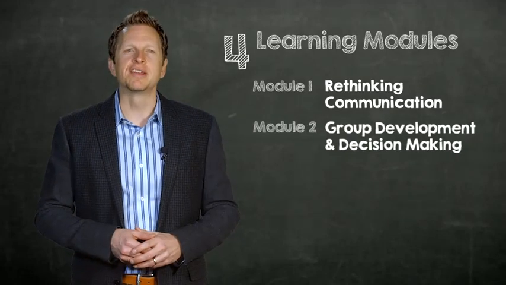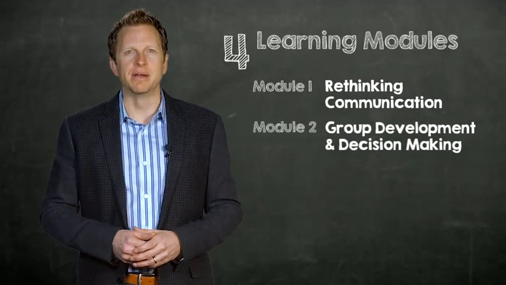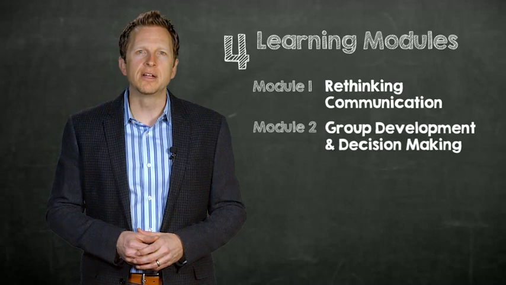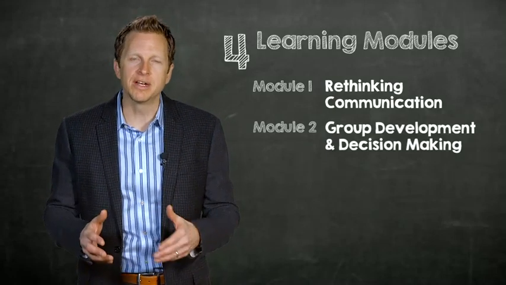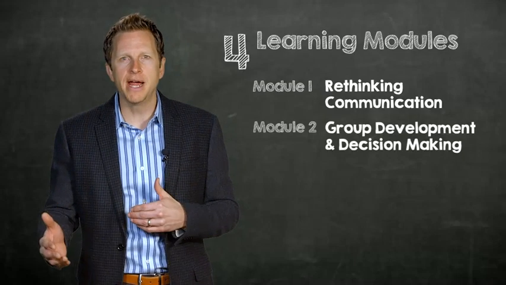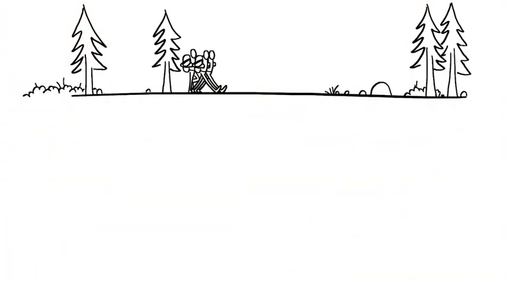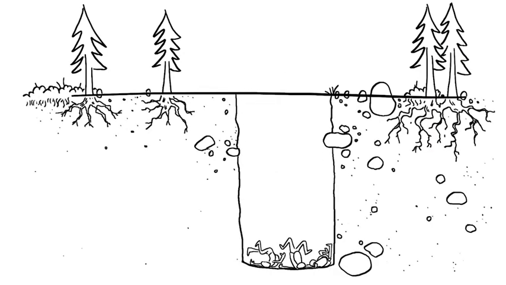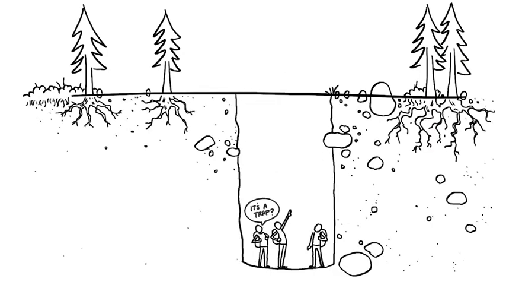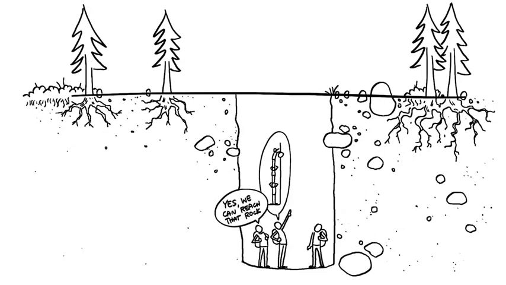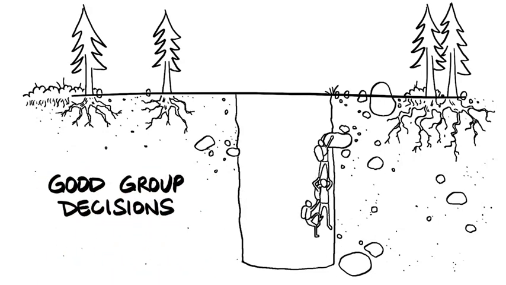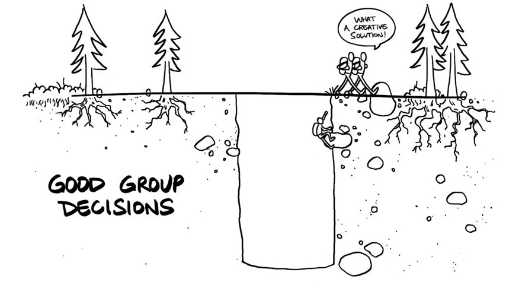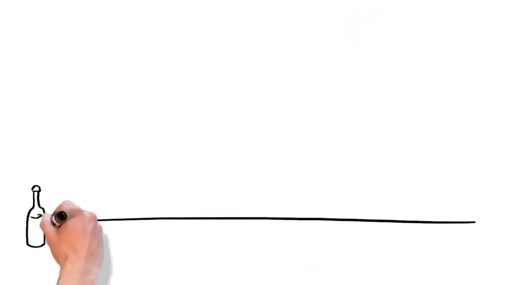Module 2 focuses on group development and decision making. We'll look at how groups can come together through socialization and how they develop norms and how roles emerge, and we'll compare and contrast different models that explain these processes. We'll examine the various decision-making traps that groups can fall into, while also developing better practices for making good group decisions. And we'll explore how groups can be more creative and innovative in their decision-making.